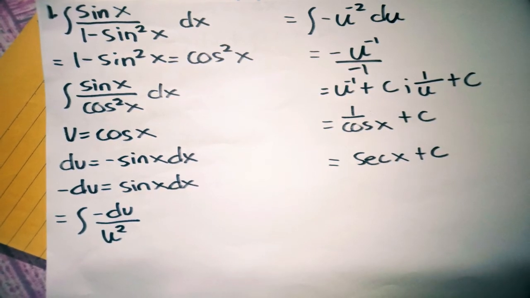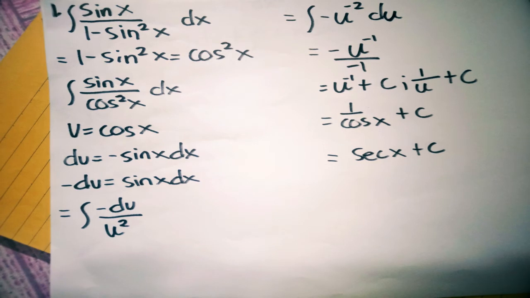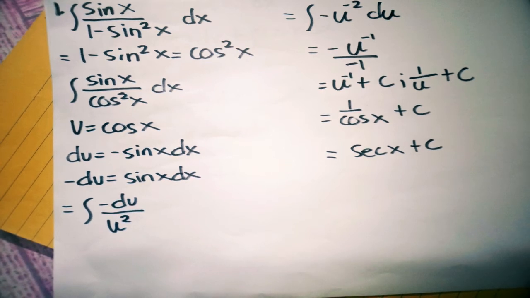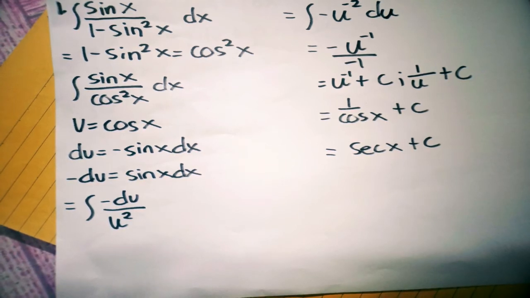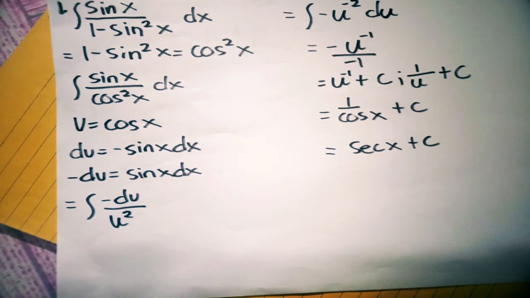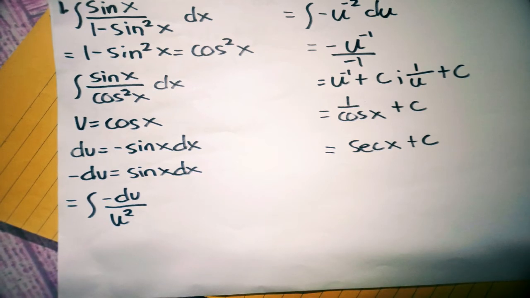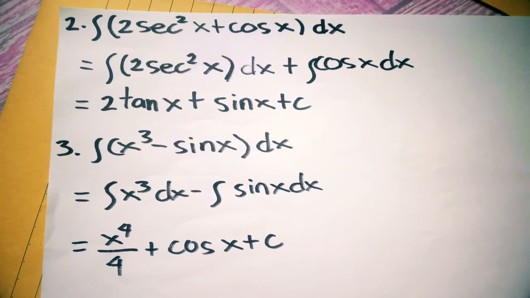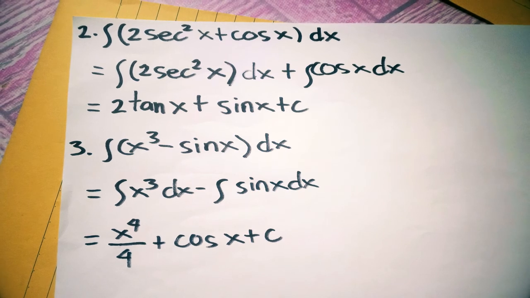negative du equals sine x dx. This equals the integral of negative du over u squared, which equals the integral of negative u raised to the power of negative 2 du, which equals negative u raised to the power of negative 1 over negative 1, which is equivalent to u raised to the power of negative 1 plus c, or 1 over u plus c, which equals 1 over cos x plus c, and the final answer would be sec x plus c.